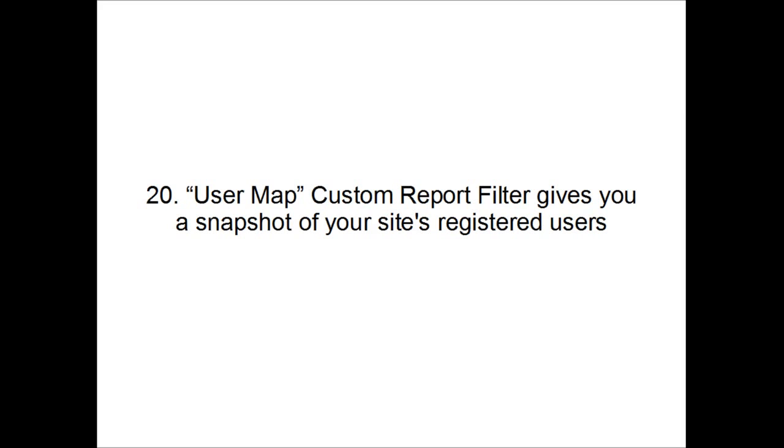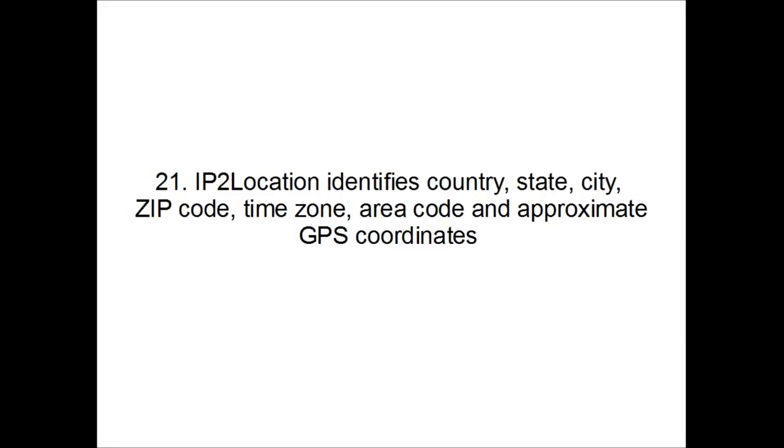Number 19, MaxMind enabled geolocation service supplements the previously mentioned IP location service. There's another one that I will mention in a second. Number 20, User Map Custom Report Filter gives you a snapshot of your site's registered users right then and there at that moment in time. Number 21, the service that I just mentioned a second ago, IP2 Location, is another backup service that identifies countries, states, cities, zip codes, time zones, area codes, and even approximate GPS coordinates based on the IP address of a visitor.